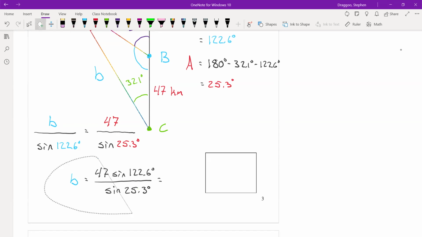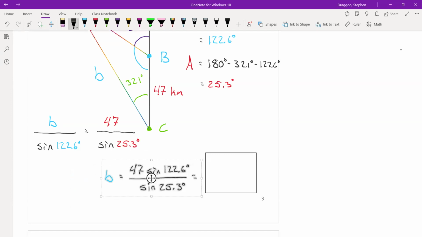And that's equal to a number. I get a little cheeky with it. Drag it over to the answer box. 92.7 kilometers. That's the answer I solved for.